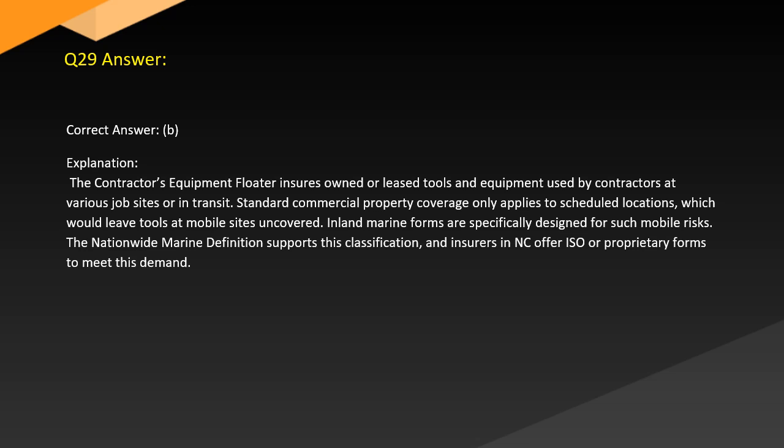Answer. Correct answer: B. Explanation: The Contractor's Equipment Floater insures owned or leased tools and equipment used by contractors at various job sites or in transit. Standard commercial property coverage only applies to scheduled locations, which would leave tools at mobile sites uncovered. Inland marine forms are specifically designed for such mobile risks. The nationwide marine definition supports this classification, and insurers in NC offer ISO or proprietary forms to meet this demand.